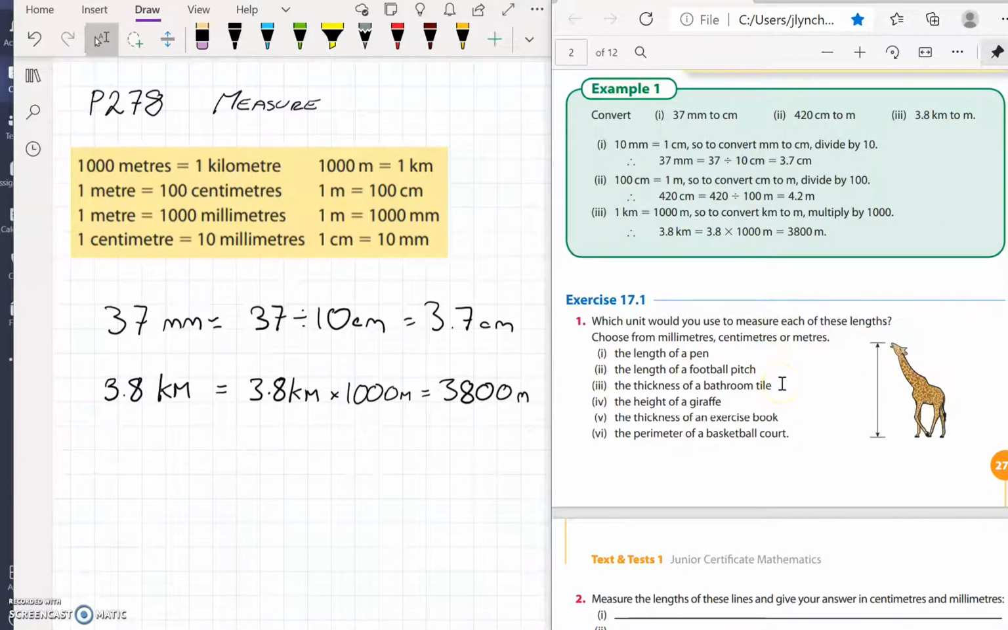The length of a football pitch. Well, is the length of a football pitch longer than a kilometer? No, I wouldn't think so. So I'd measure the length of a football pitch in meters.